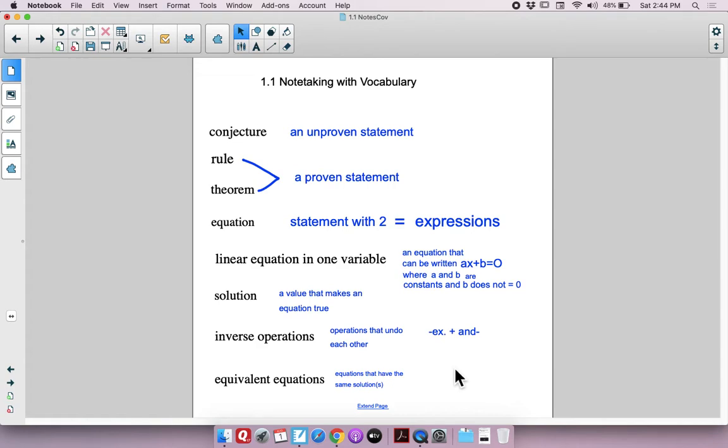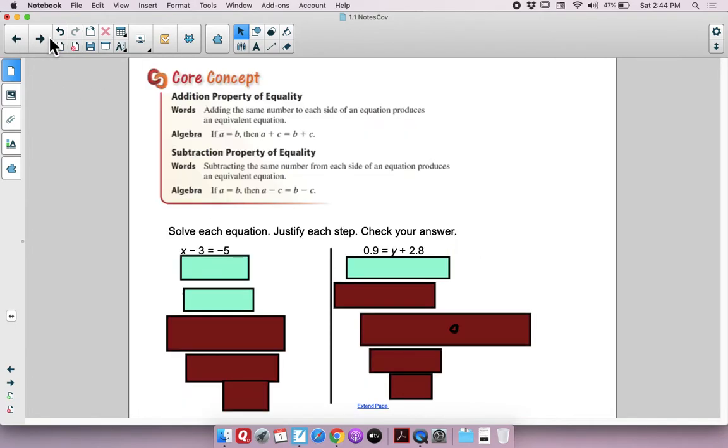So what did I just say? I said 2x plus 1 equals 3. And we said the solution there was x equals 1. Well, what if I had something like x plus 1 equals 2? The solution to that is also 1. Those would be equivalent equations because they have the same solutions.